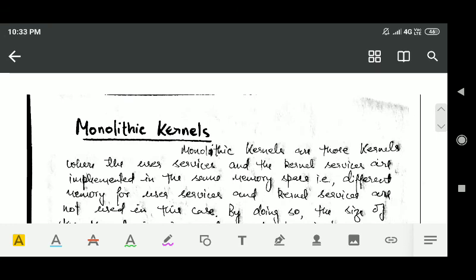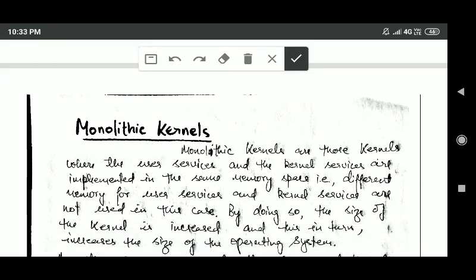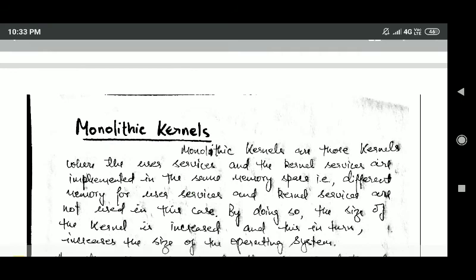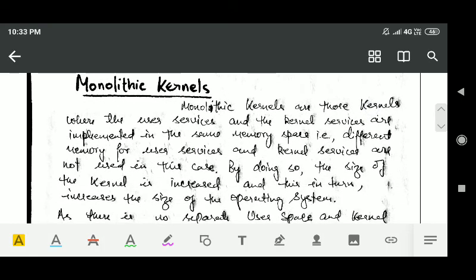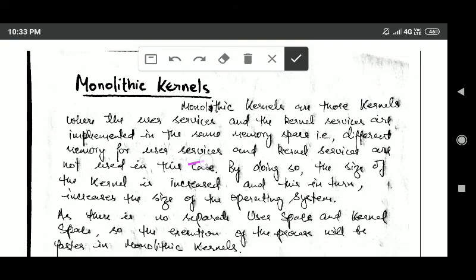Now we will study about monolithic kernel. So monolithic kernel is a type of kernel, right? Monolithic kernels are those kernels where the user services and the kernel services are implemented in the same memory space. That is, different memory for user services and kernel services are not used in this case.